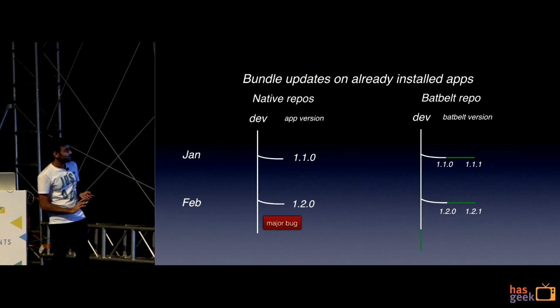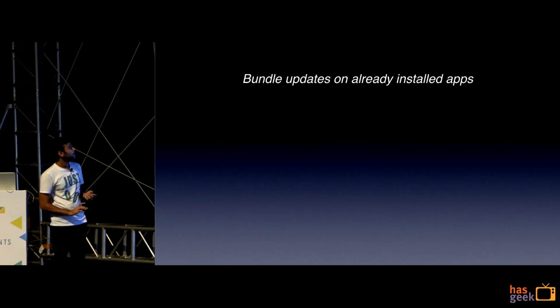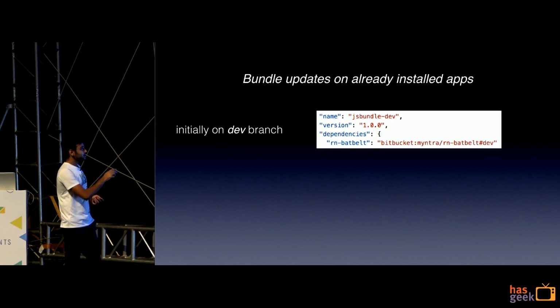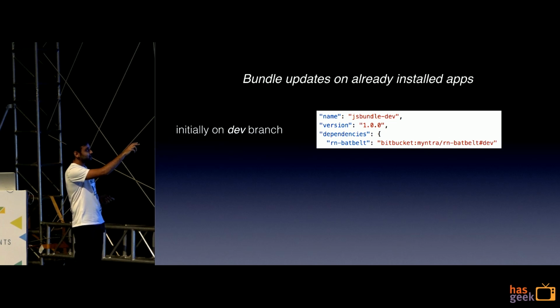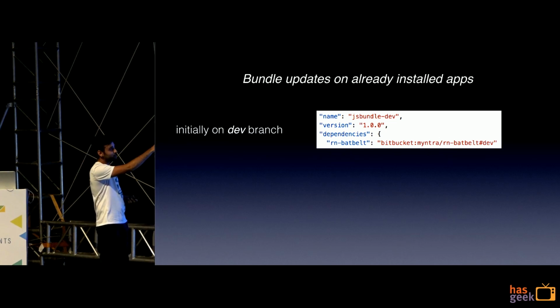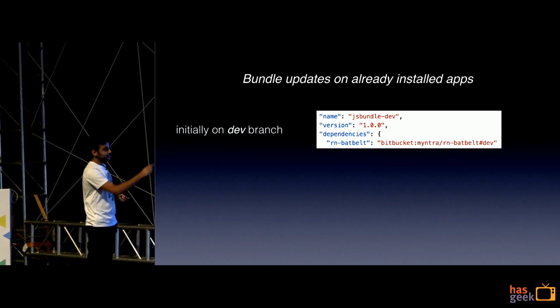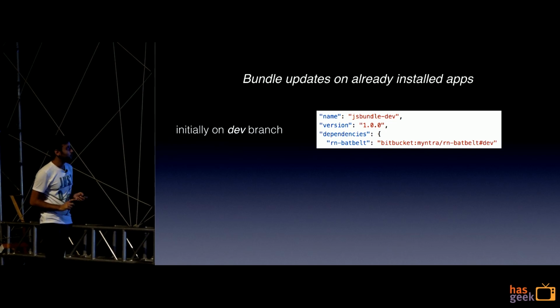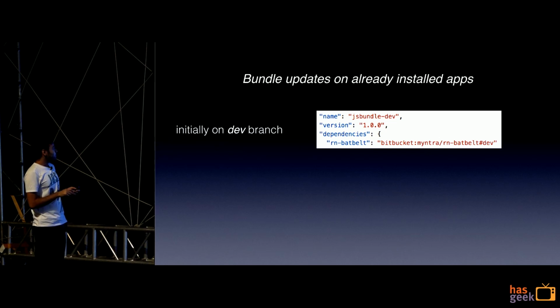I'll give you one example. Suppose you are on your native repo and you are initially on your dev branch. On your dev branch, the package.json would look something like this. Ignore the name and version. You're pointing to rn bad build's dev branch. That's how you point. You give the branch name and it downloads that branch's code. Now you want to fix a bug on your release branch, which is 1.1.0.